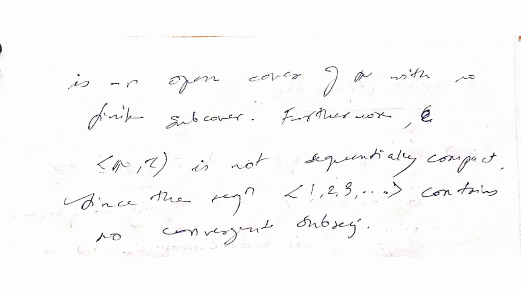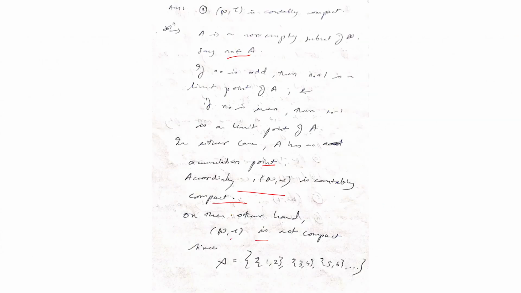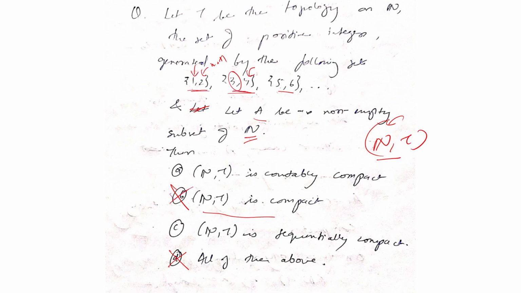Furthermore, N comma tau is not sequentially compact. Why? Because if you take the sequence 1, 2, 3, dot dot dot, this contains no convergent subsequence. Hence this will also not be true.